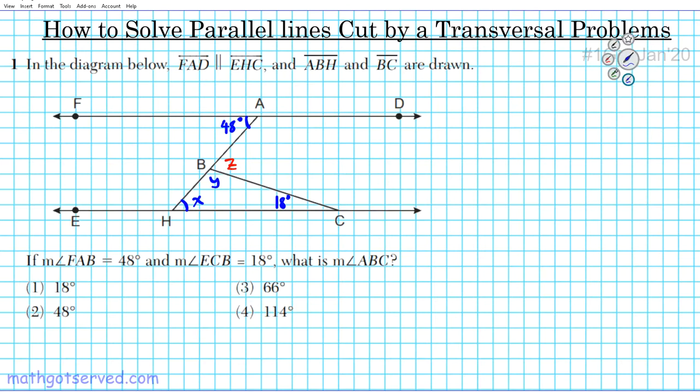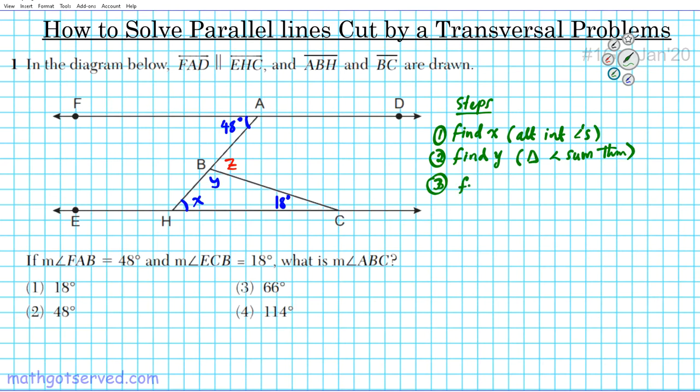Let's outline the steps to help us solve the problem. Step 1, we are going to find X, using the idea that alternate interior angles have a special relationship. Number 2, we're going to find Y using the triangle angle sum theorem. And lastly, we're going to use X and Y and this measure 18 right here to find Z. Z is angle ABC, and what we're using there is the linear pair postulate. Okay, let's go ahead and get started.